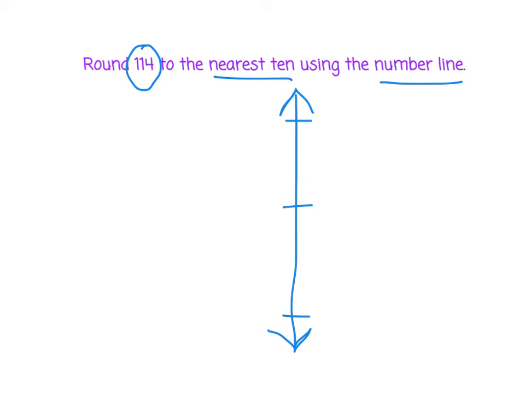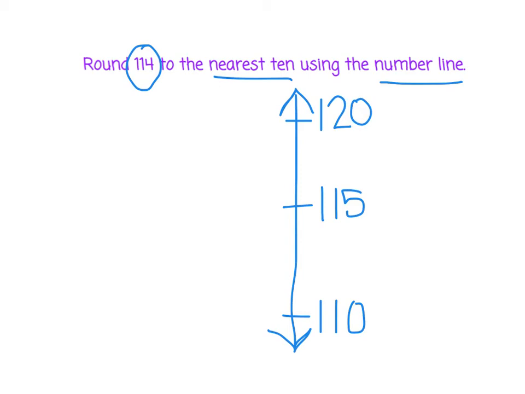Well, there is 1 ten, so I'm going to write 110 at the bottom. Next, I need to think to myself, what would happen if I added one more group of 10? That means I would get 120. So now I need to think about what's halfway between 110 and 120. That's going to be 115.